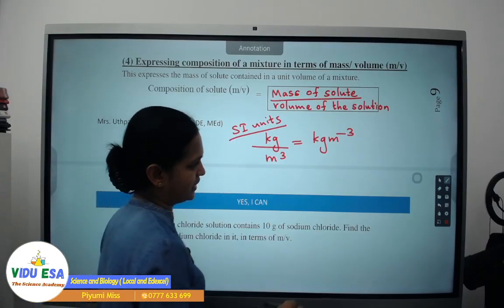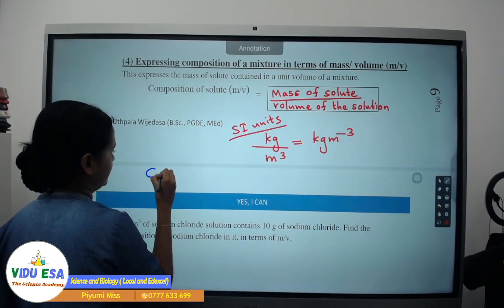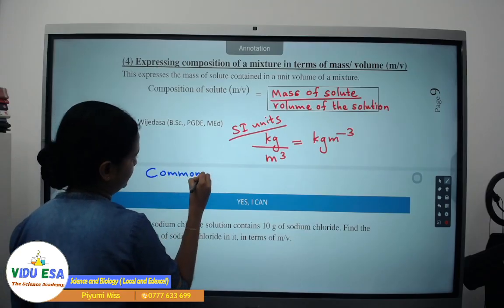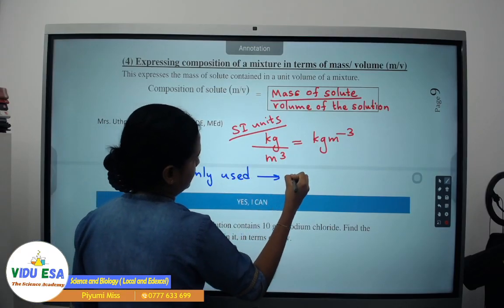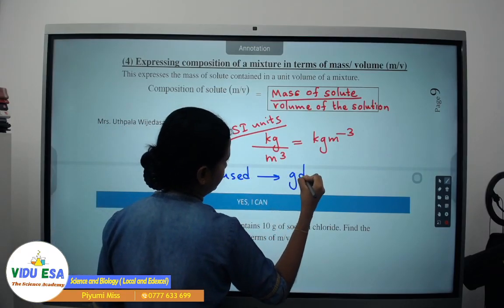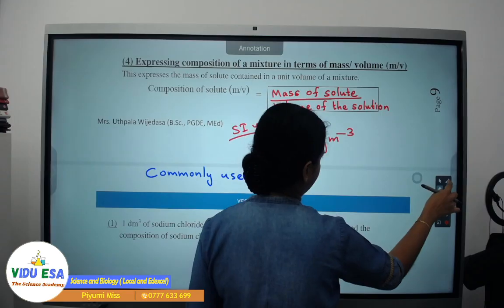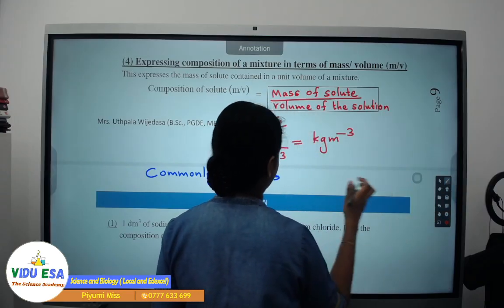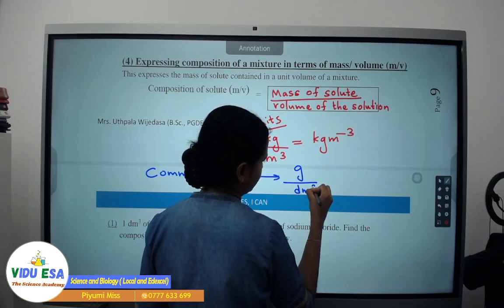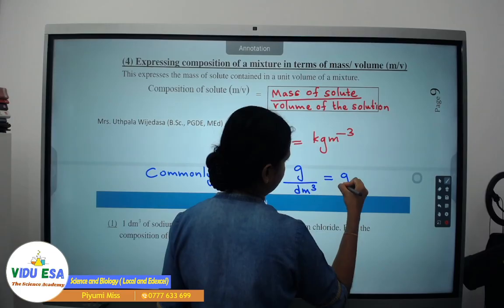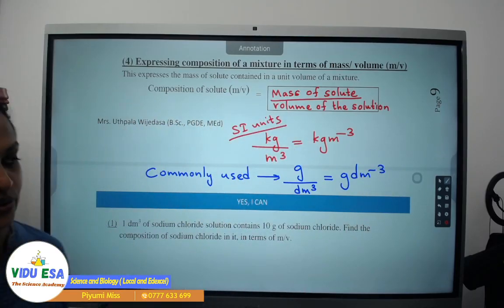But in chemistry, in the calculations, the most commonly used unit is grams per cubic decimeter. Mass taken in grams and volume taken in cubic decimeters. Grams divided by cubic decimeters. Therefore, it is equal to grams per cubic decimeter. That is most commonly used.